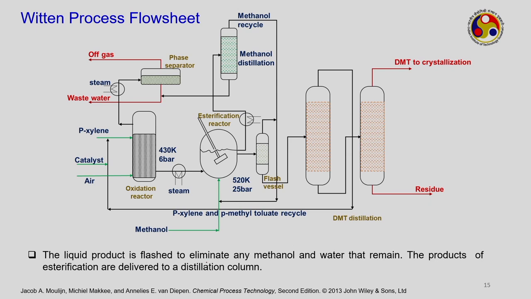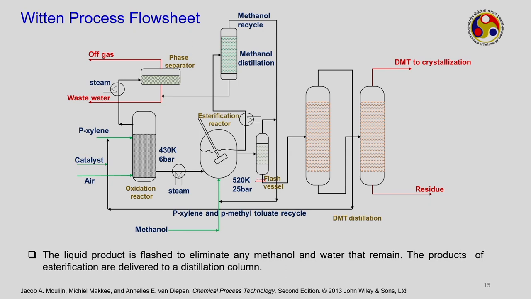The liquid product is flashed to eliminate any methanol and water that remain. So this is the flash vessel, and here you are flashing. Flashing means you are going from a high pressure to a low pressure, so it flashes. The products of the esterification are then delivered to a set of distillation columns. Okay, so once it is in the distillation column, it is nothing but the separation of DMT from the other residue.